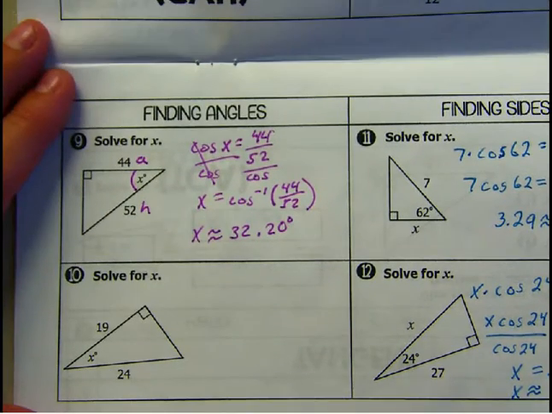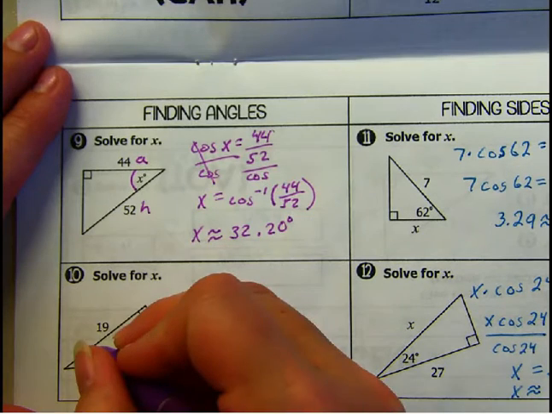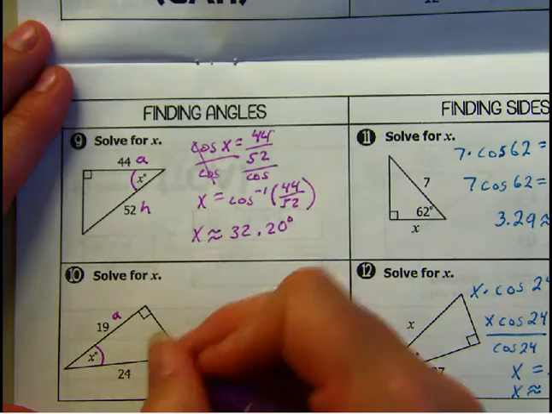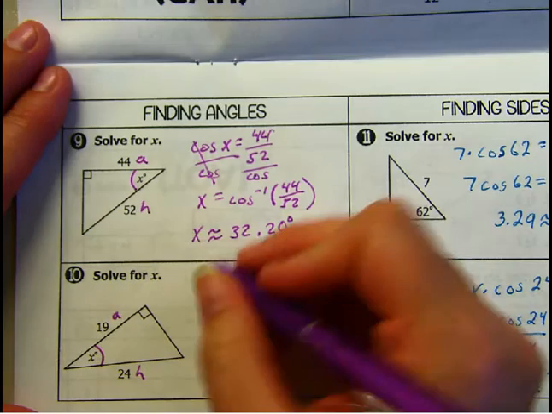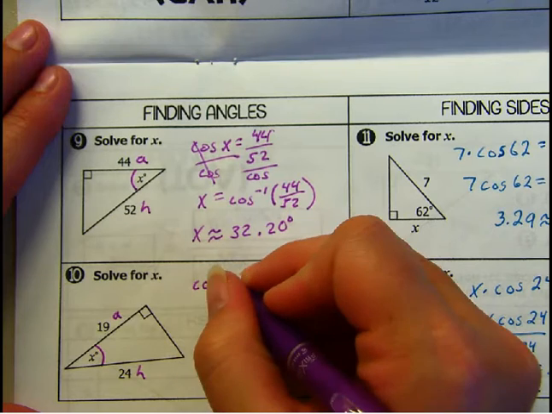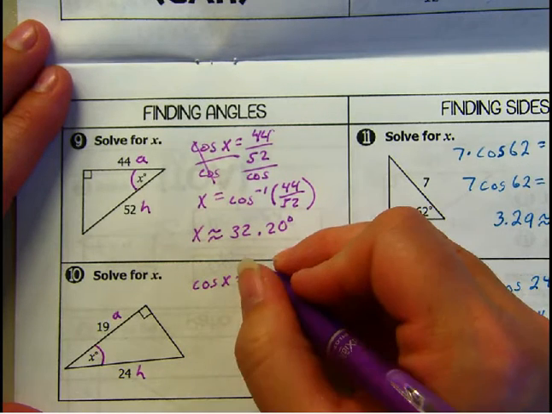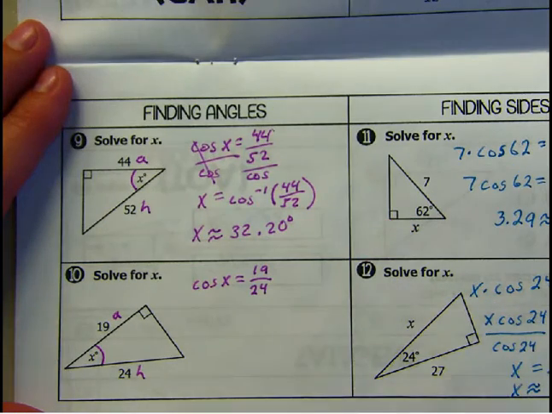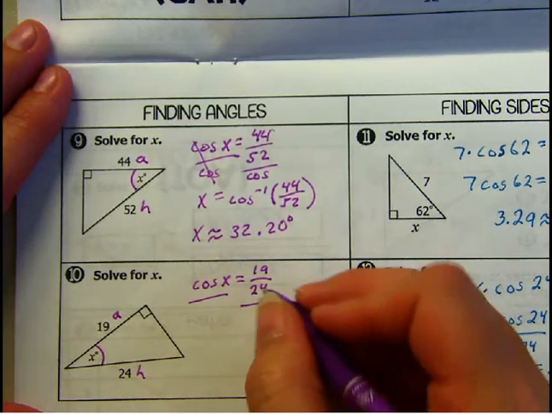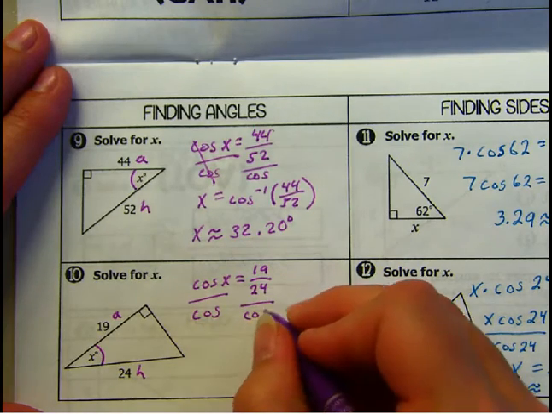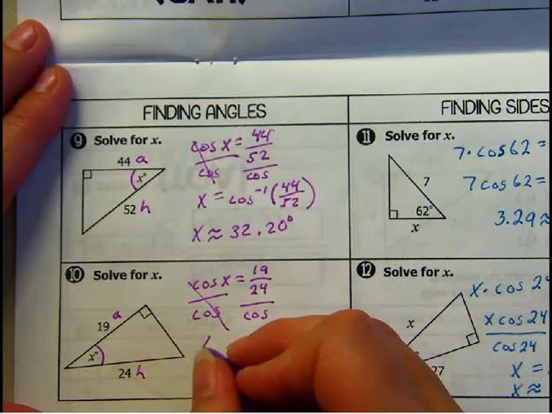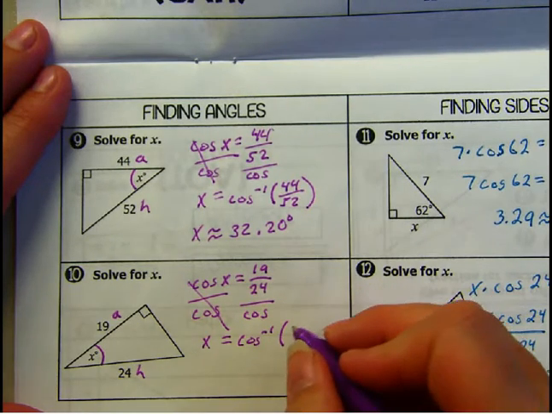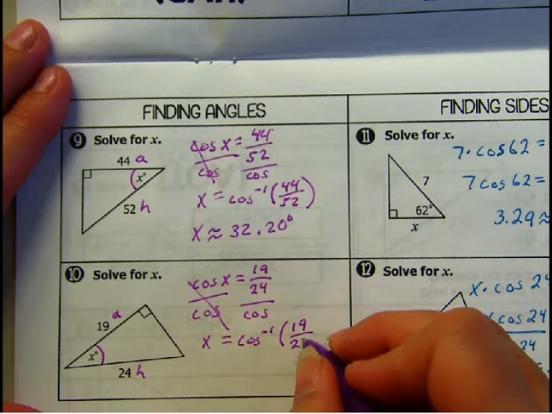Okay, for number 10, again, we're looking at our angle x. We have the adjacent leg, which is 19. We have the hypotenuse, which is 24. So our equation would be cosine x equals adjacent, which is 19, over hypotenuse, which is 24. To solve, we're going to divide by cosine on both sides. So then we're left with x equals cosine to the negative 1 of our fraction, which is 19 over 24.